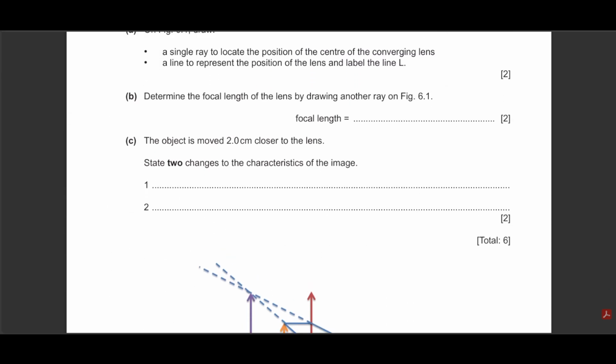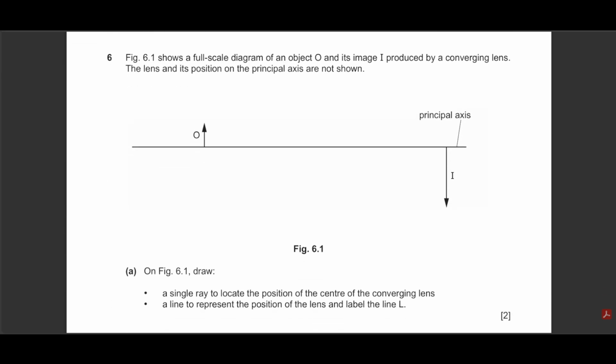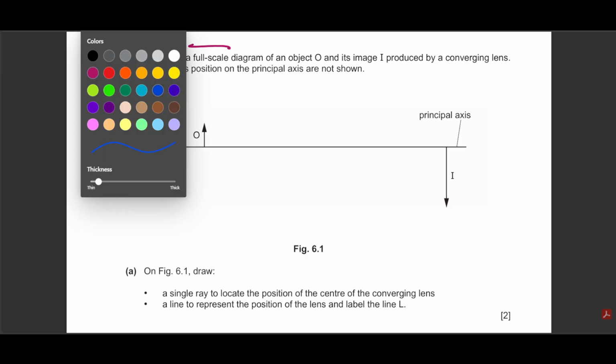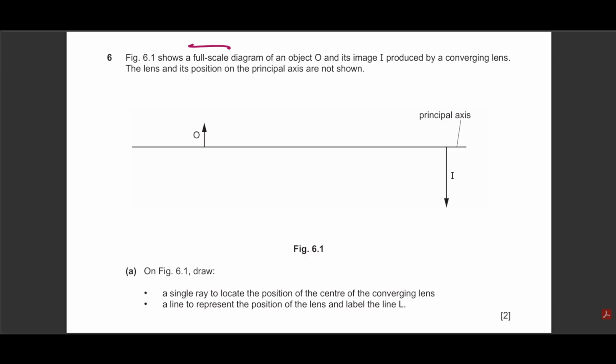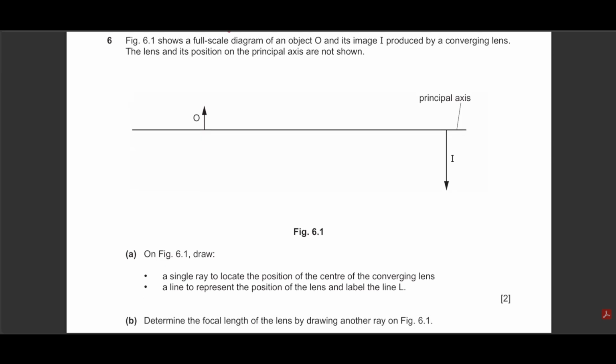Moving on to the next question, we have question number 6. A full scale diagram. Now be advised, when he says full scale, it means measurements can be taken from this diagram for the next parts. He says, okay, fine. Right, principal axis is shown on the figure. A single ray to locate the position of the center of the... Now this is a repeated question in terms of lens, and it's a good question.